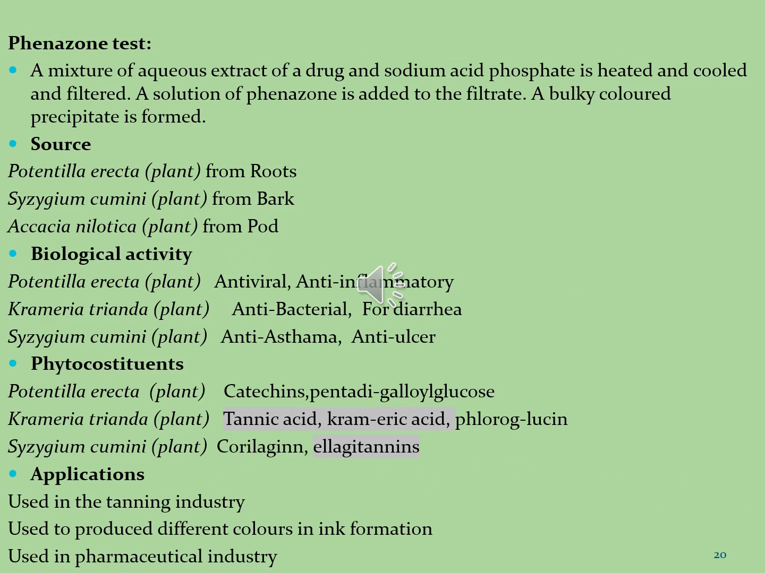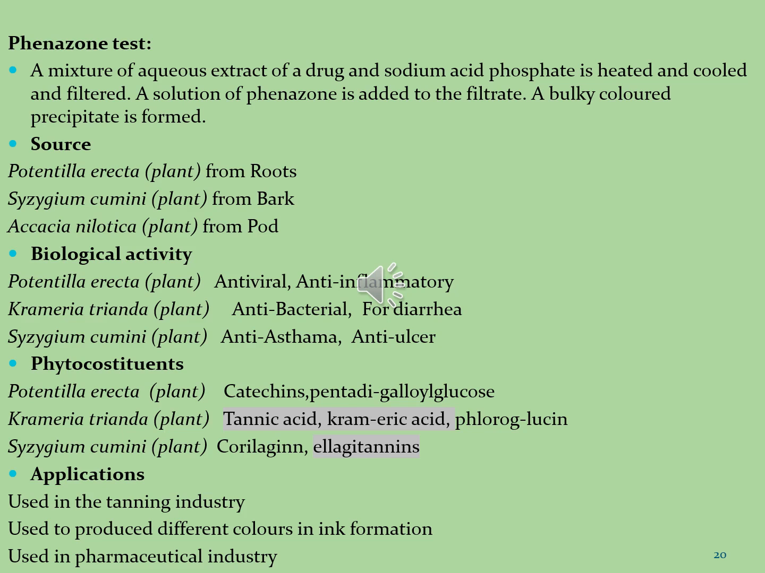The second test is the phenazone test. This test is carried out when a mixture of aqueous extract of a drug and sodium acid phosphate is heated, cooled, and filtered. A solution of phenazone is added to the filtrate. A bulky colored precipitate is formed, which indicates the presence of tannin molecules.